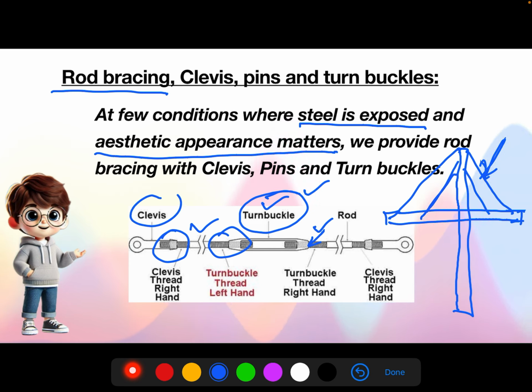And then clevis. So these clevis are also same as turnbuckles. The only thing is one side it will be connected to rod and the another side it will be connected to a hook like this. And sometimes we will provide some pins into these clevis holes to connect to the wall or supporting member. It can be a column or beam, however. So this is the concept of rod bracing.